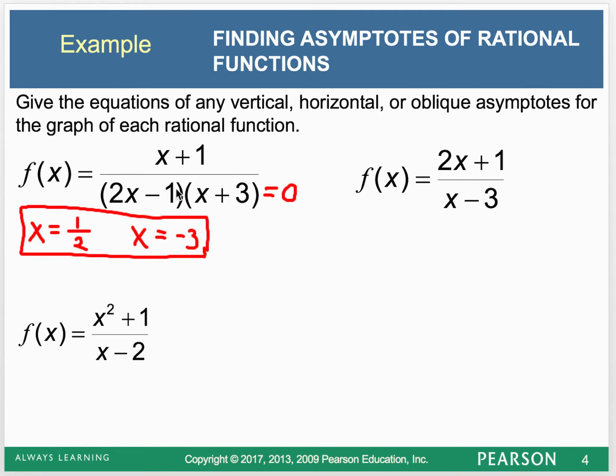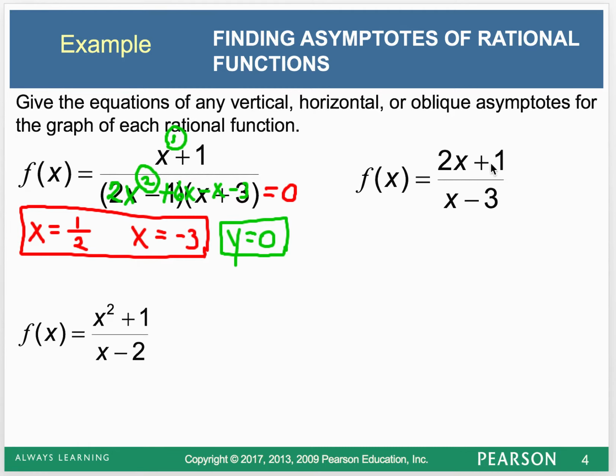So when I multiply this out, I'd have 2x squared, and then plus 6x minus x minus 3. But here's what I'm interested in, just the degree, which is the biggest exponent. And the degree up here is a 1. So if the degree of the numerator is smaller than the degree of the denominator, you have a horizontal asymptote at y equals 0.